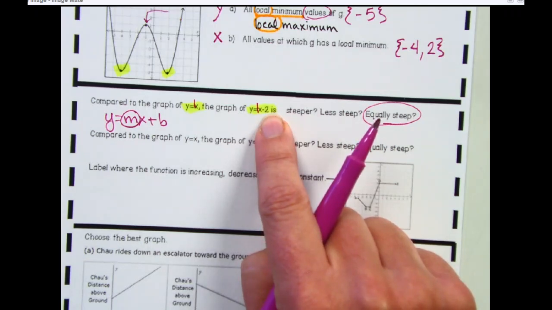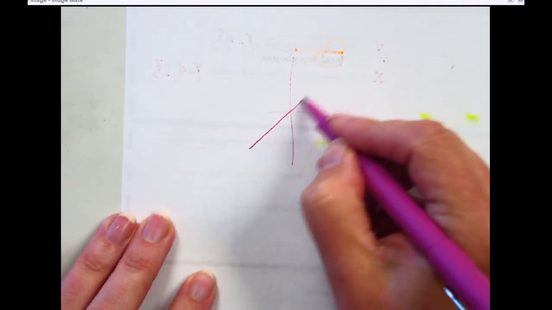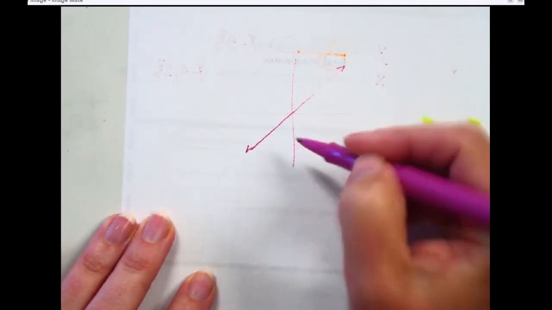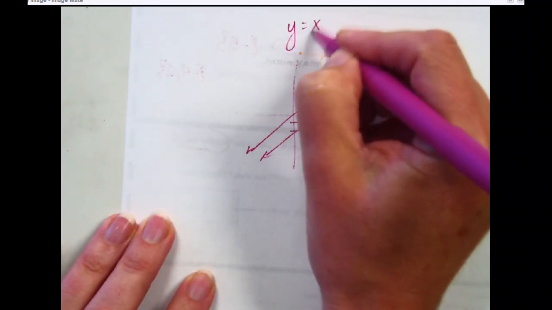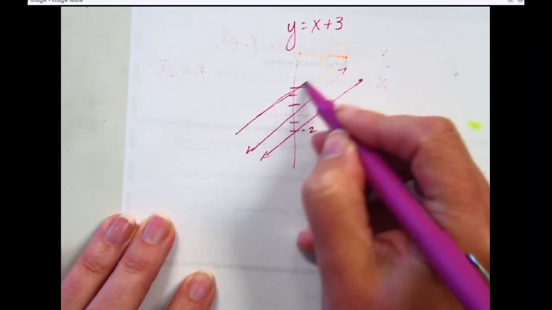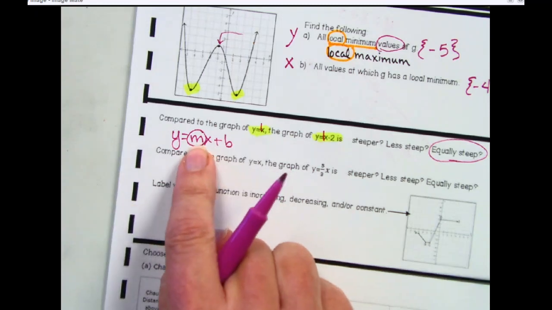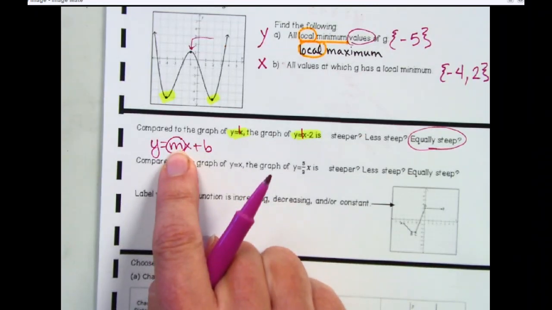What does that -2 do to the graph, though? If this is y equals x right here, it moves it down through -2. So what if it was y equals x plus 3? Where would it move it? Yeah, it'd move it up. It'd have the same steepness, but it would be moved up 3. And we'll focus more on that later. But if we're talking about steepness, we're looking at what's in front of the x. The bigger the number, the steeper it is. Okay?